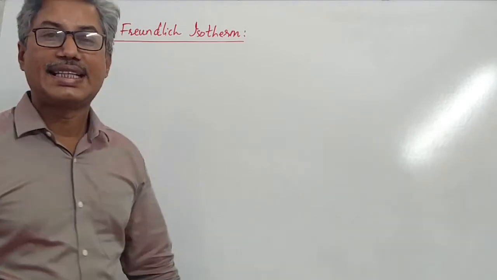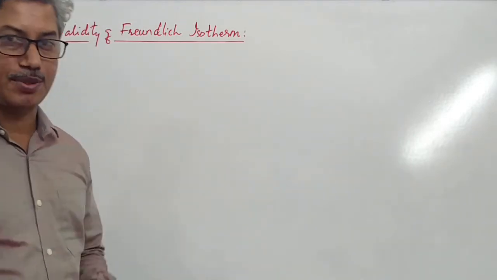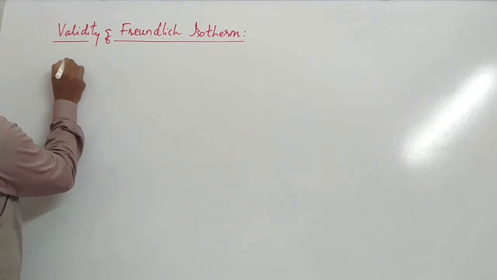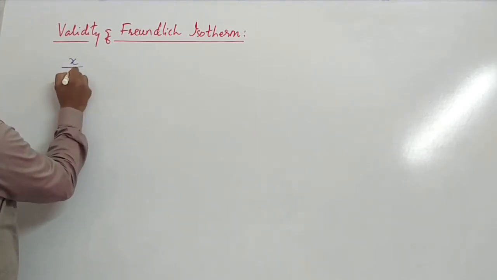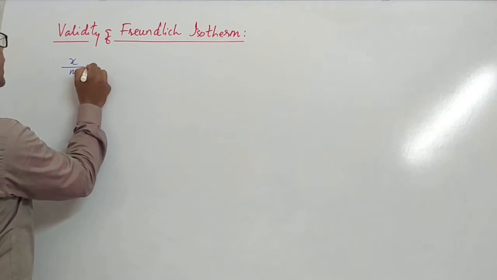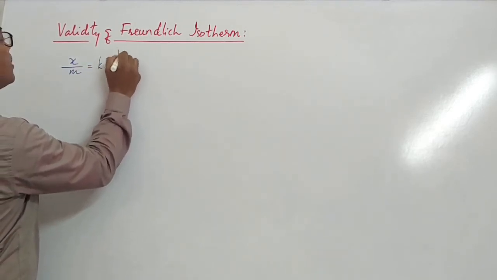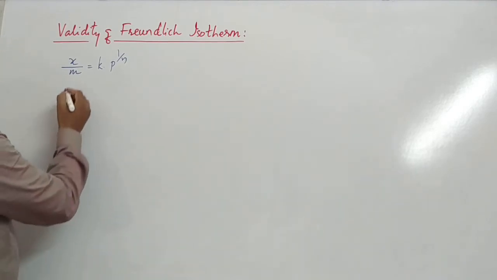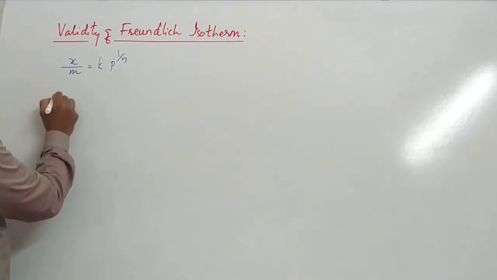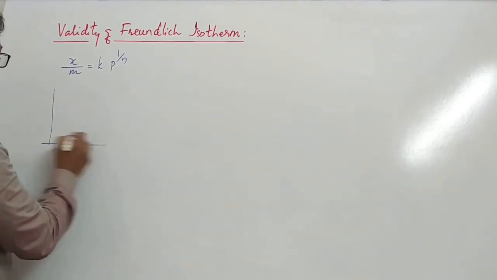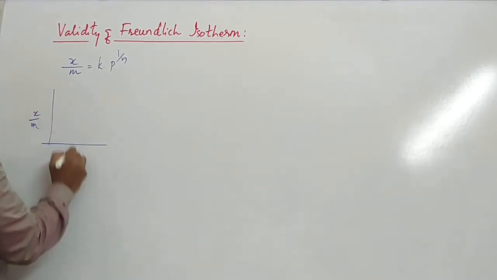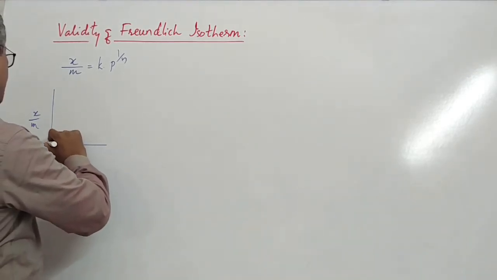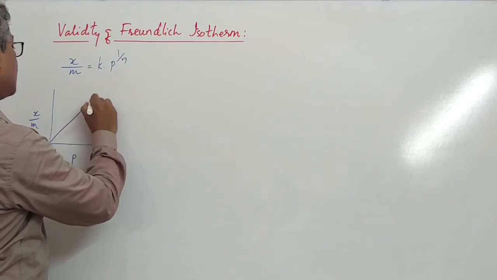Let us look at the validity of a Freundlich isotherm, students. To understand this, we should look at x by m is equal to k into p raised to 1 by n. This implies that if you plot a graph of x by m versus pressure, we get this type of graph.